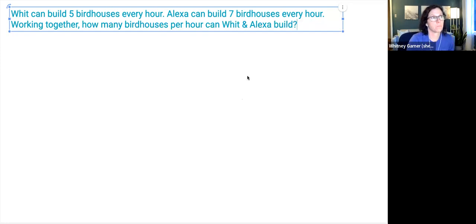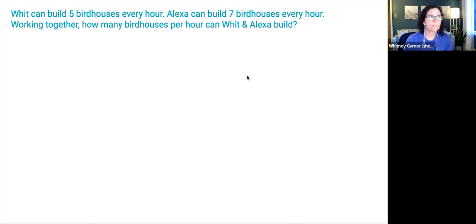What do y'all think? I want y'all to think about the logic of it. If I were in a real story and Whit and Alexa are sitting at the table and every hour Whit's making 5 birdhouses. And during that same hour, Alexa's making 7 birdhouses. What does that mean? It means that together, the 5 and the 7 birdhouses, they're making 12 birdhouses per hour.